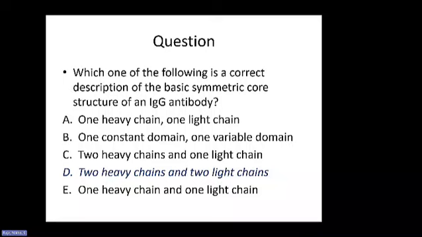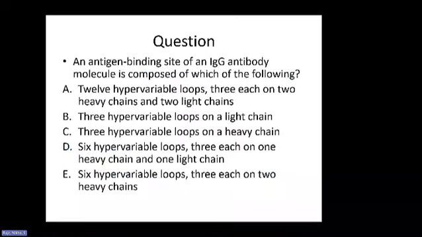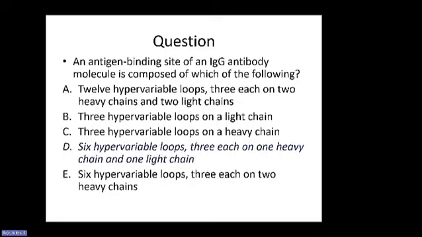Answer is D. An antigen binding site of an IgG antibody molecule is composed of which of the following? D is correct: six hypervariable loops, three on the heavy chain and three on the light chain. All right.